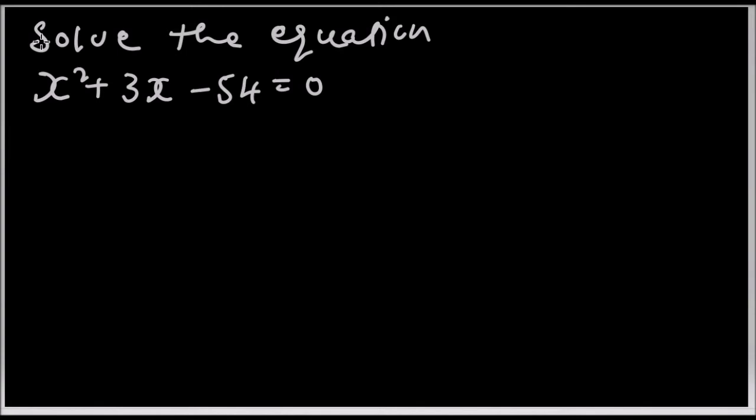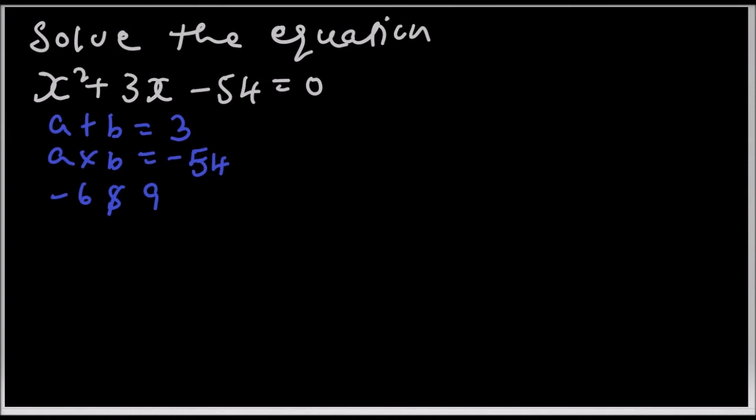So what we do is we get two numbers such that when you add them, a plus b should give you 3, and a multiplied by b should give you minus 54. So what are these two numbers? We can take minus 6 and 9. These are factors of 54. If you add minus 6 and 9, you will get 3. 9 multiplied by minus 6 will give you minus 54.